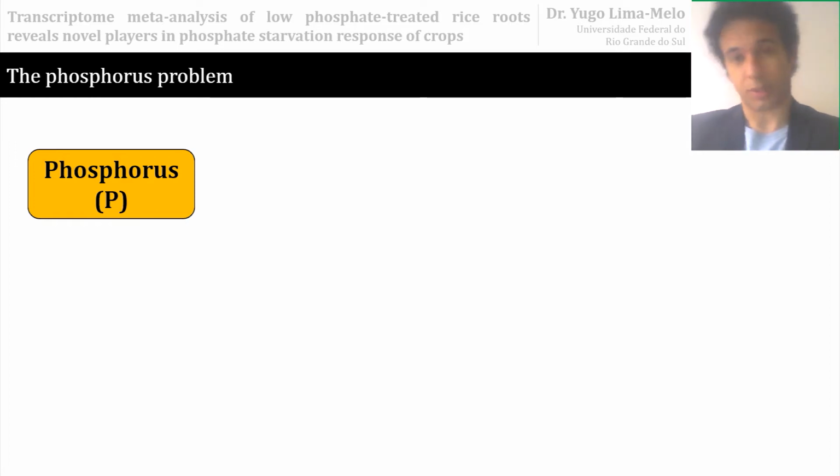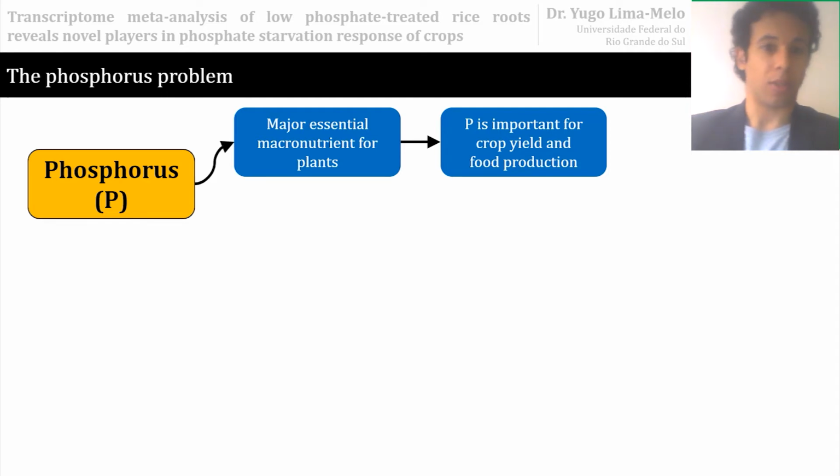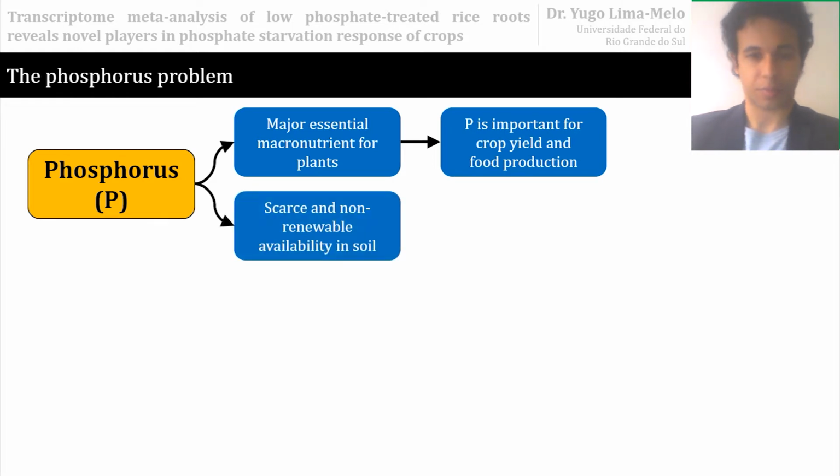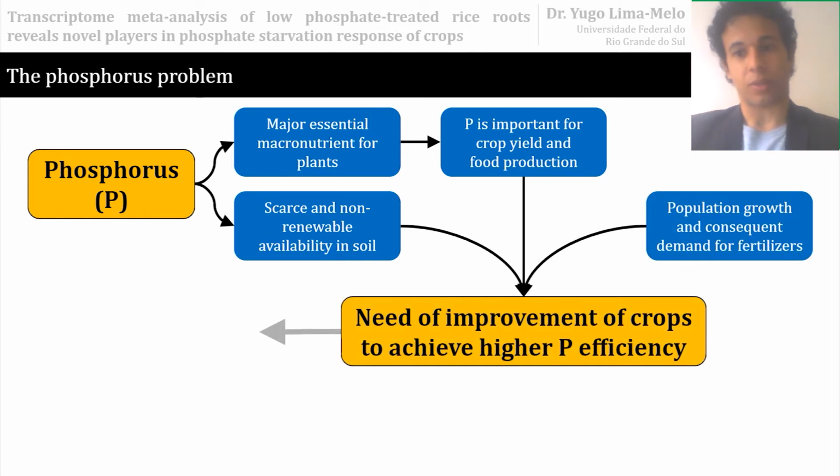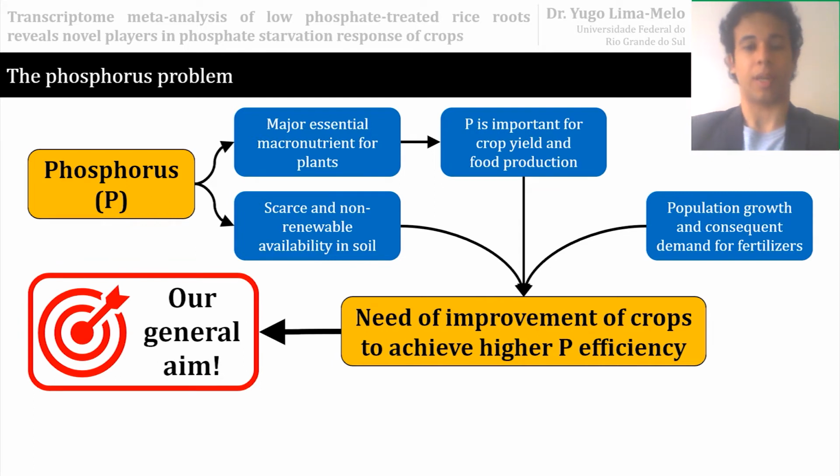So the phosphorus is an essential element for life, and not only for plants but for animals and other kinds of lives. And for plants, it's a major essential macronutrient, and being so, it is important for crop yield and food production. In parallel, phosphorus is scarce and has non-renewable availability in soil. So added to these two facts, population is growing and consequently demanding more fertilizers like phosphorus in agriculture, for example. So there is a clear need of improvement of crops to achieve higher phosphorus efficiency.